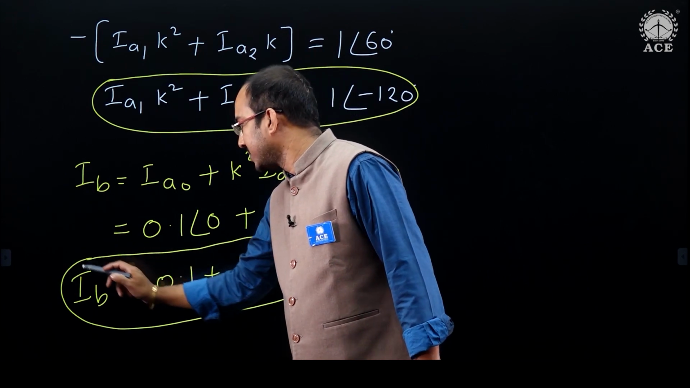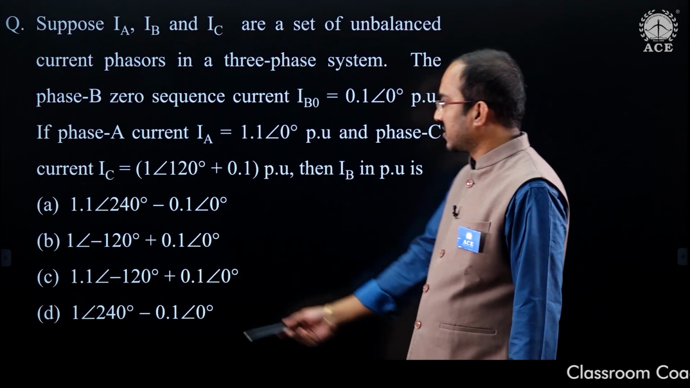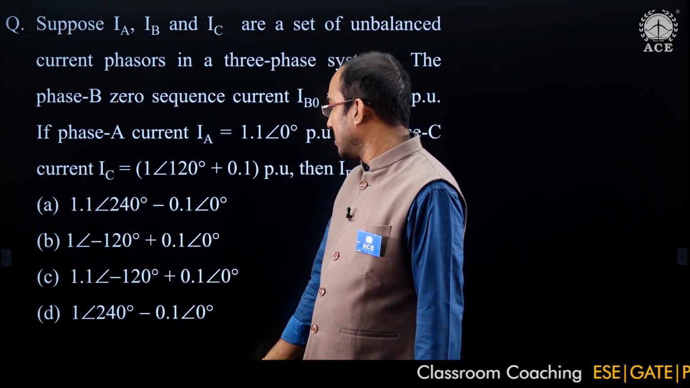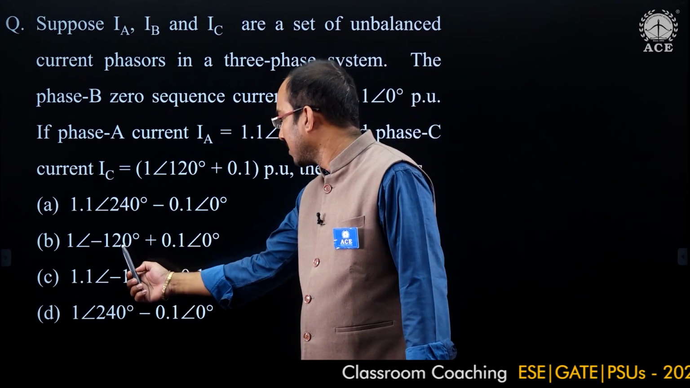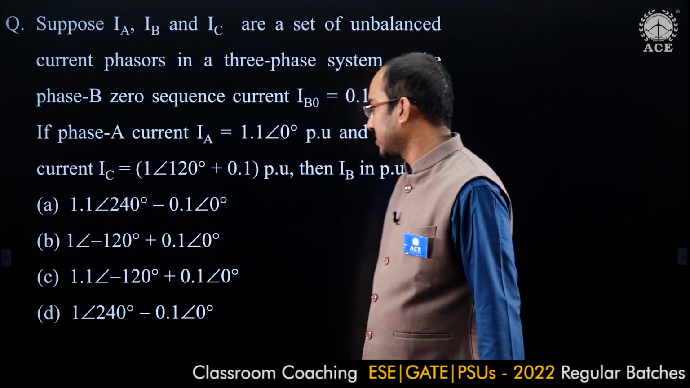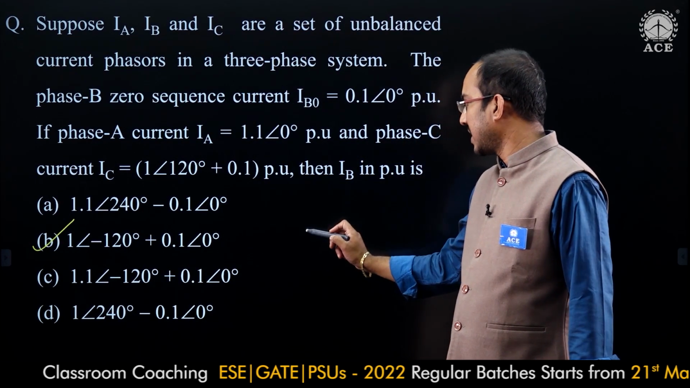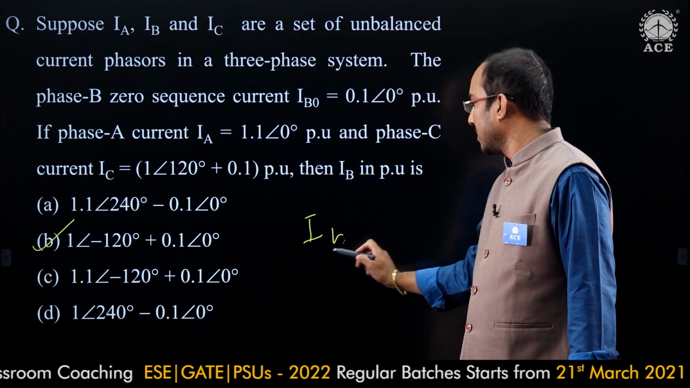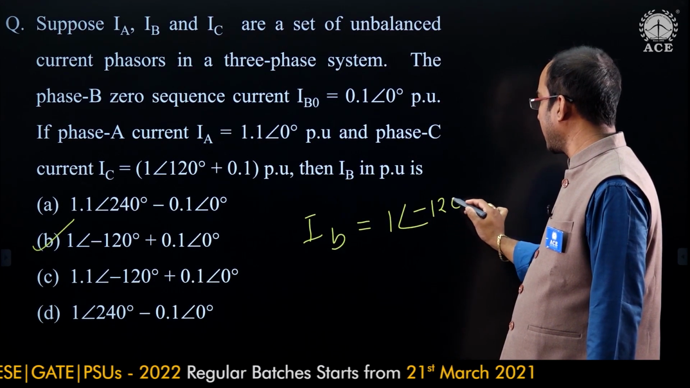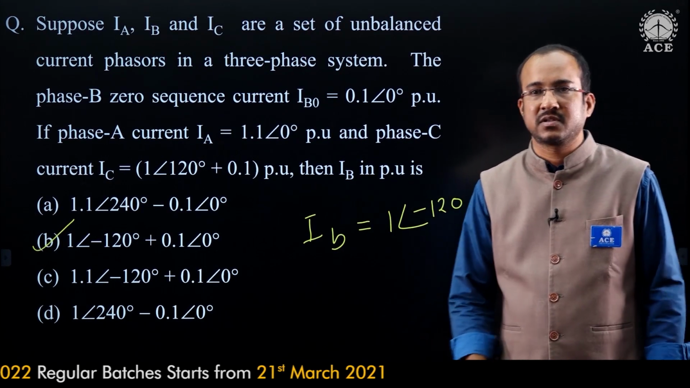Now let us observe the options that are given. The first one is 1.1 at an angle 240. It is not the right answer. Now observe the second option: 0.1 at an angle 0 plus 1 at an angle of minus 120. So option B is the right answer. So IB is equal to 1 at an angle of minus 120 plus 0.1 at an angle of 0 degrees.